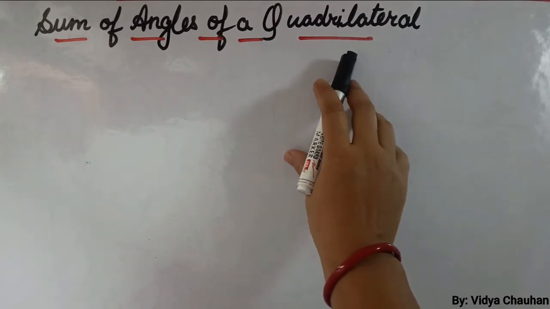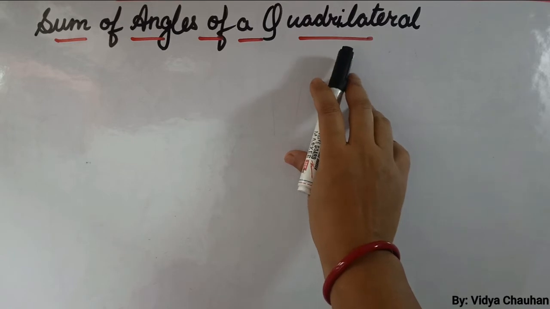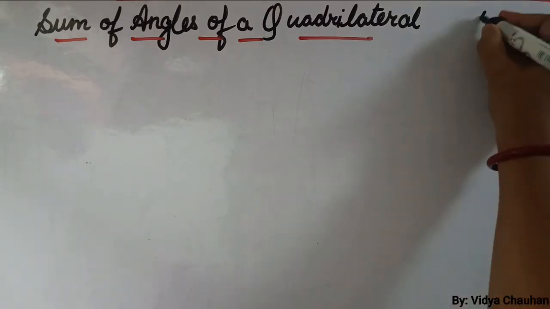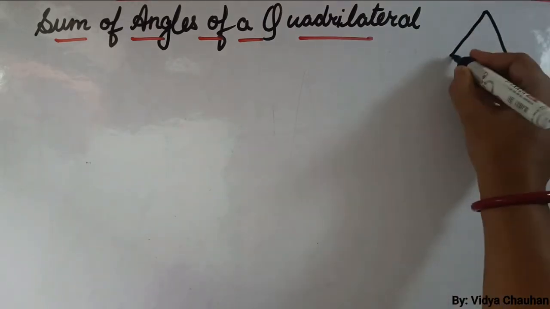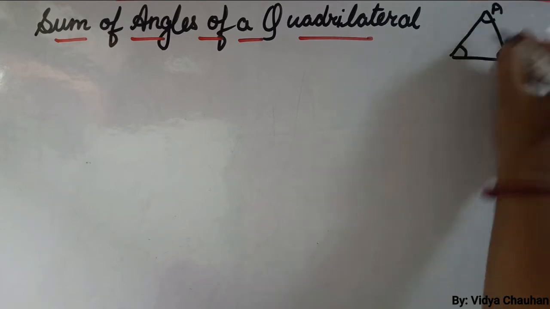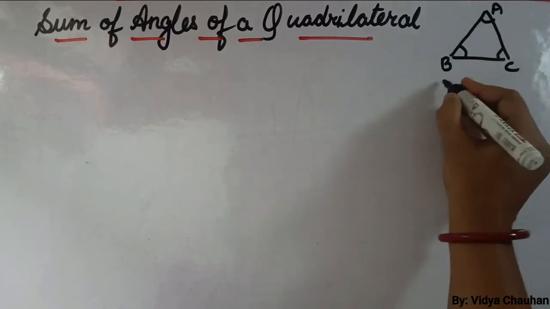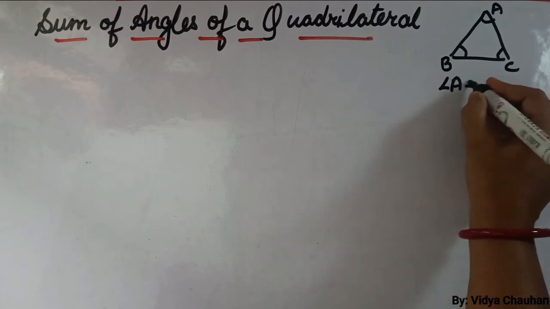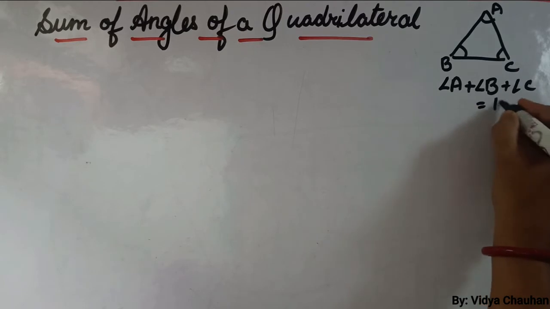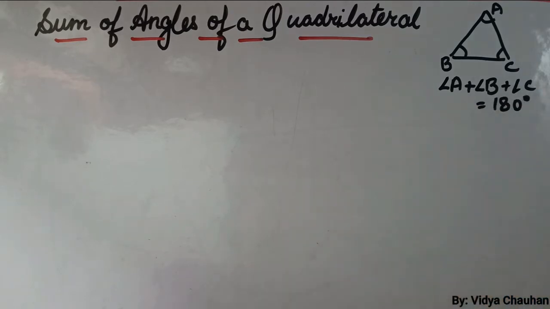Actually, this property is somewhat the same as the angle sum property we have done in a triangle. As we have already done, in a triangle, the sum of three angles of a triangle. Suppose this is a triangle ABC. So what was the property? That the sum of the three angles of a triangle is always equal to 180 degrees.